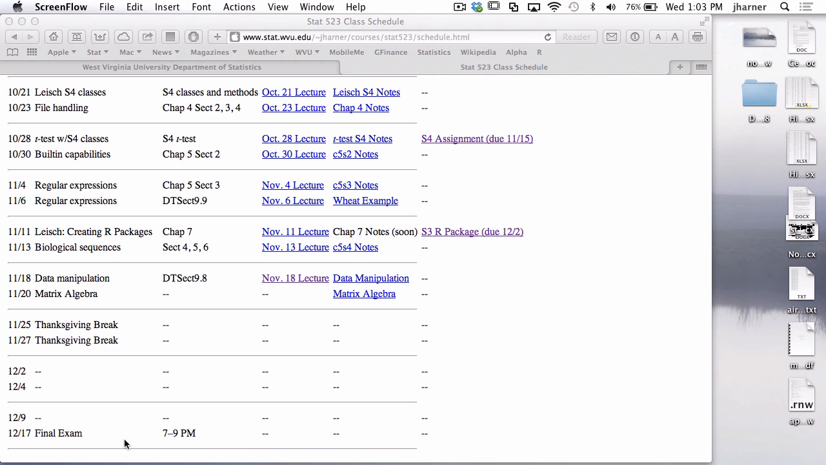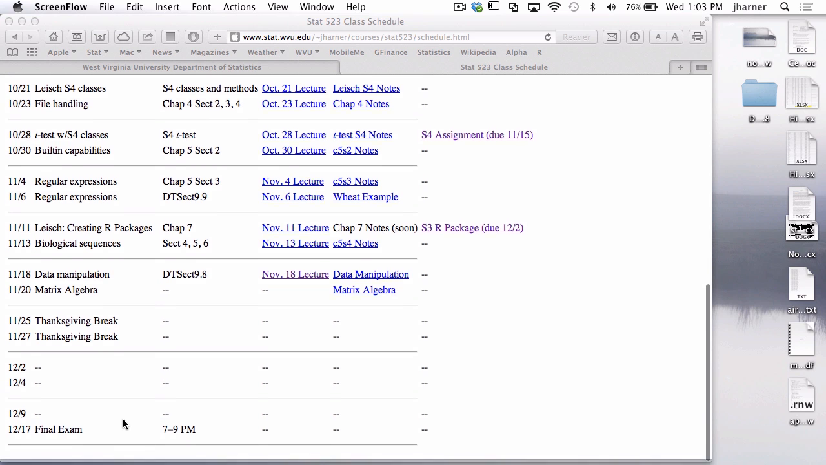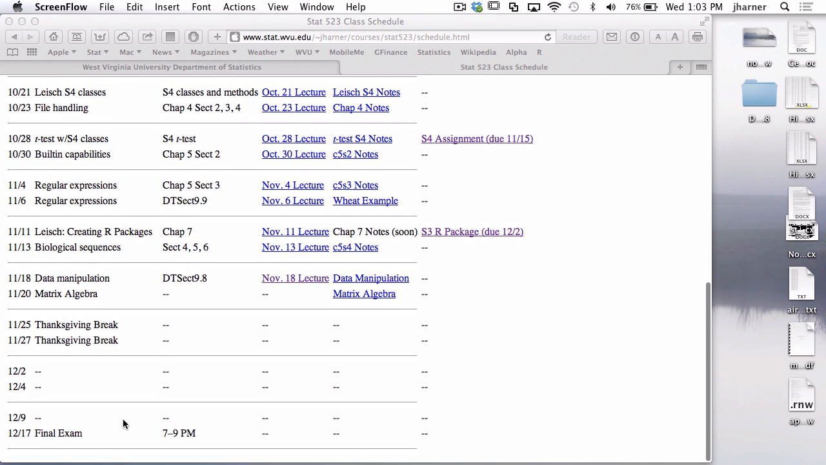The final is on 12/17, which I think is a Tuesday night. It's actually from 7 to 9 p.m. Not the best time, but the next day, Wednesday, is actually the last day of finals. So it's not quite the last day, but close.